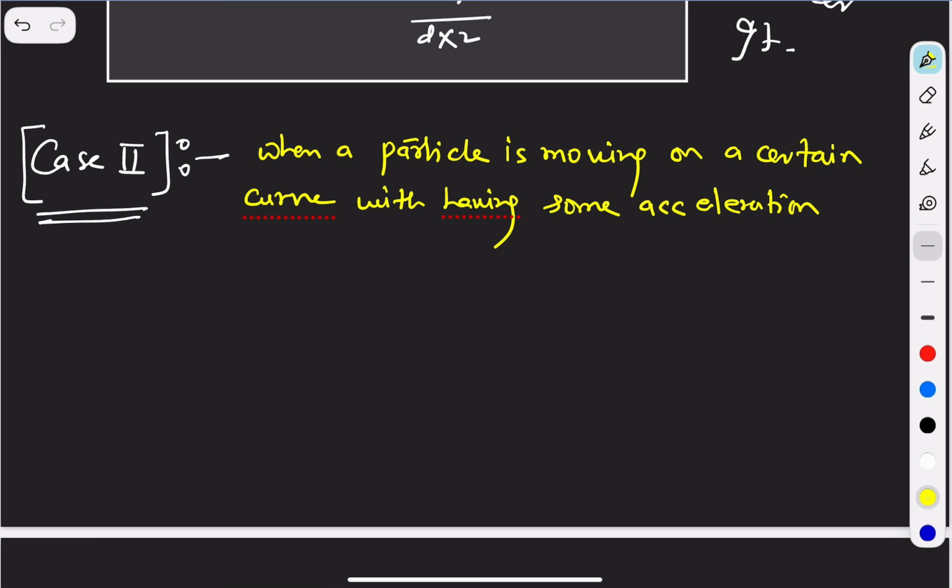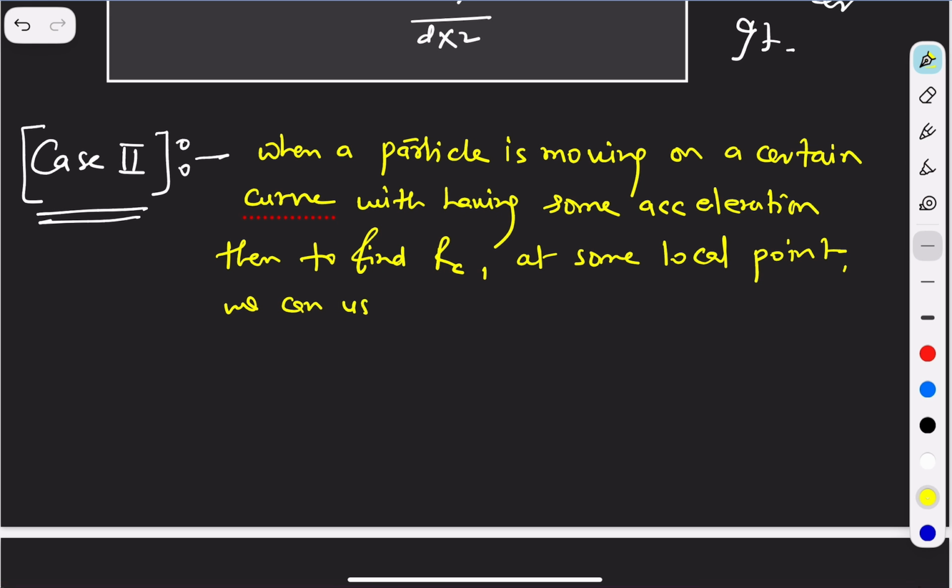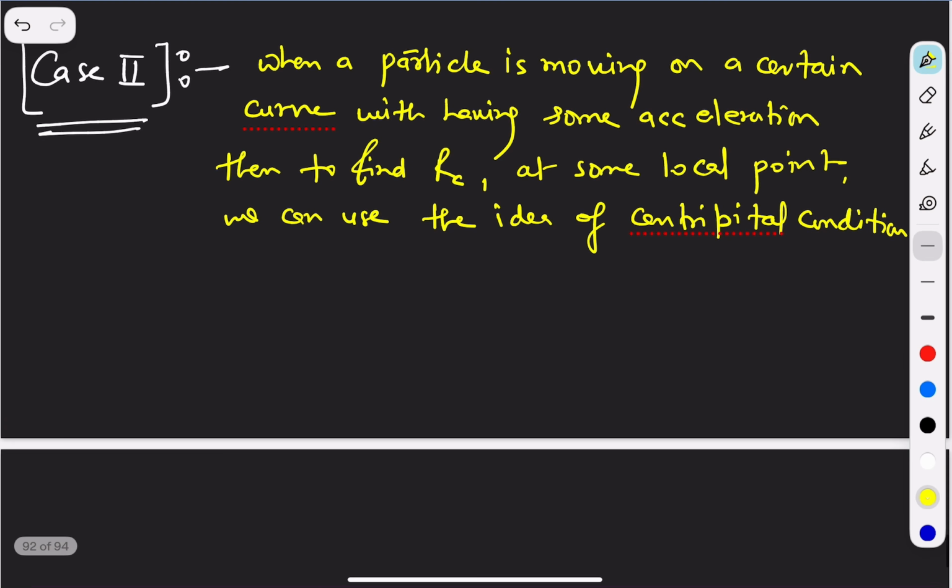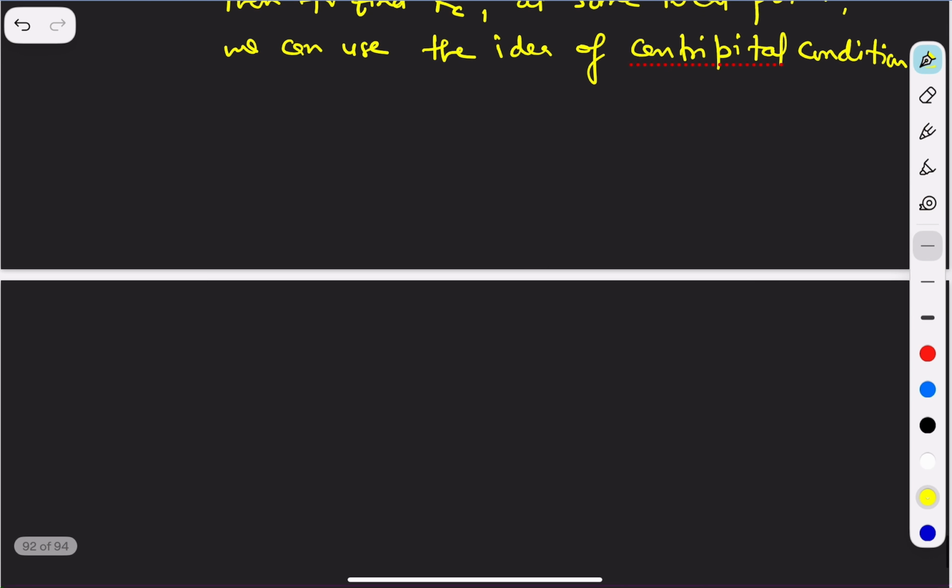then to find r, or radius of curvature at some local point, we can use the idea of centripetal condition. What does it mean? It means, let me show you here, let me go on this page.